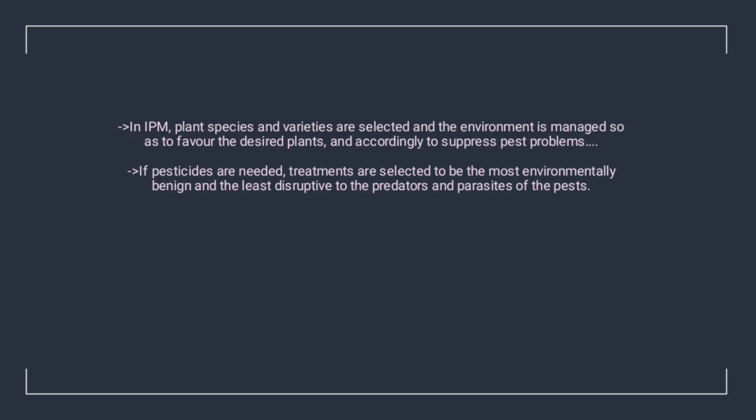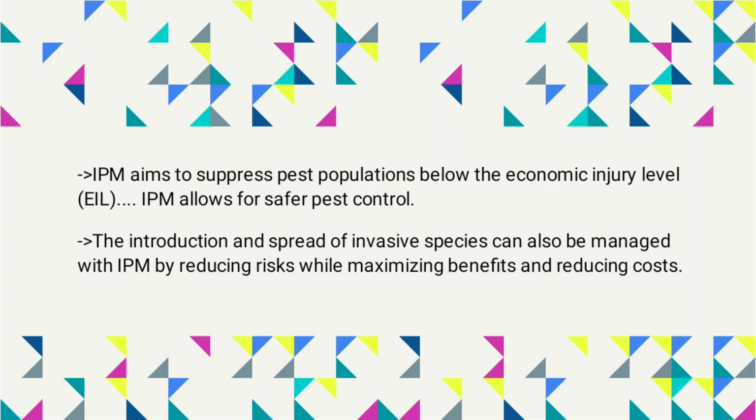In IPM, plant species and varieties are selected and the environment is managed so as to favor the desired plants according to the separate pest problems. If pesticides are needed, treatments are selected to be most environmentally benign and least disruptive to the predators and parasites of the pests. IPM aims to suppress pest population below the economic injury level, that is EIL. IPM allows safer pest control. Introduction and spread of invasive species can also be managed with IPM by reducing risk while maximizing benefits and reducing costs.